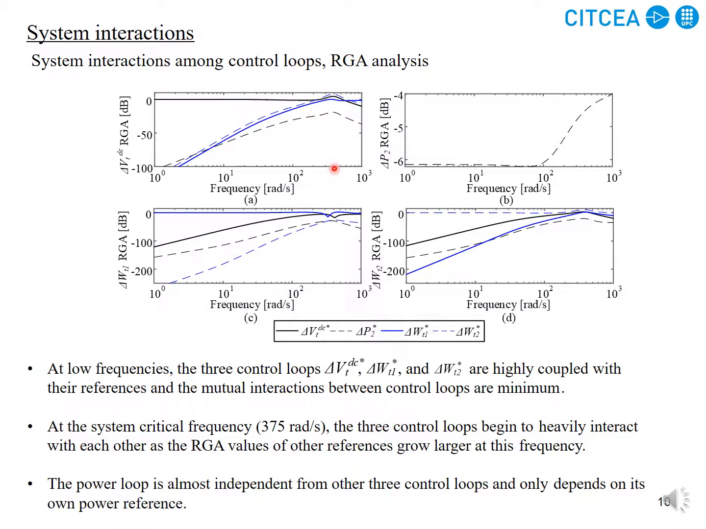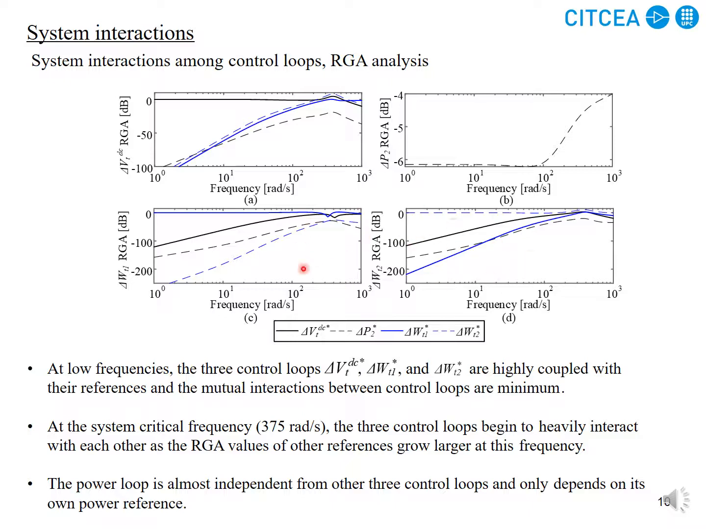So as you can see here, for this critical frequency, the DC voltage control loop not only interacts with its own reference, but it starts interacting with other references of the system. This means the interactions between control loops are becoming more severe at this critical frequency. At some point, DC voltage control loop is coupled to the total energy control loop of MMC2, which means that the control system of MMC1 is heavily coupled with the total energy control of MMC2. And these two MMCs are interacting through the HVDC cable. The same scenarios can be explained for the total energy of MMC1 and MMC2.